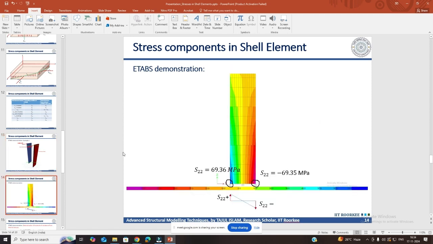Now see, I have taken the shell elements, and this is the stress contours after analysis, for a particular meshing size that I'll discuss later. I have checked the stresses at this point and at this point. Now the first question is, there are so many stress components, which one to check for this particular case? Okay, so let us go to the software.